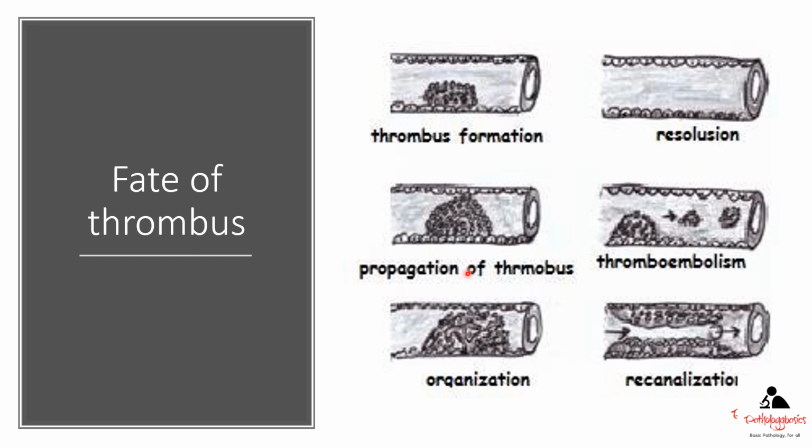Propagation of thrombus means the thrombus is becoming larger in size, more and more platelets, more and more coagulation factors are becoming deposited. It is obstructing the lumen. It is called propagation of thrombus. Small portions of the thrombus can break off, go downstream, and block other arteries. It's called thromboembolism. Inside the thrombus, fibrous tissue can be deposited, fibroblasts can start growing. This is called organization.